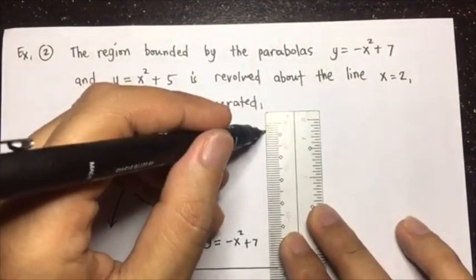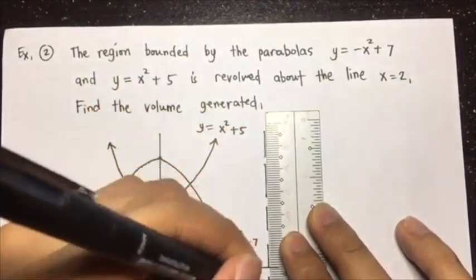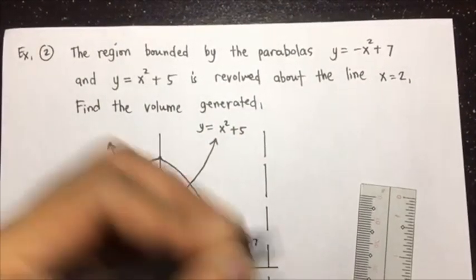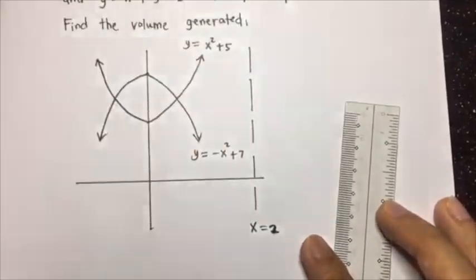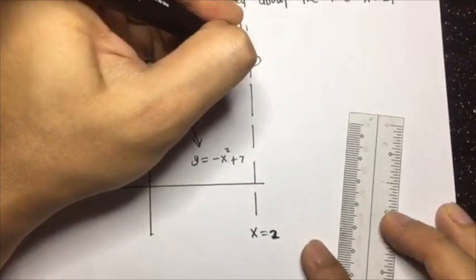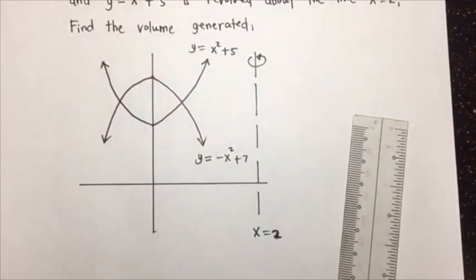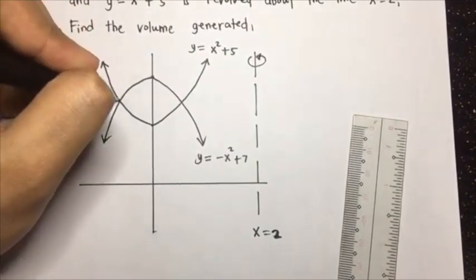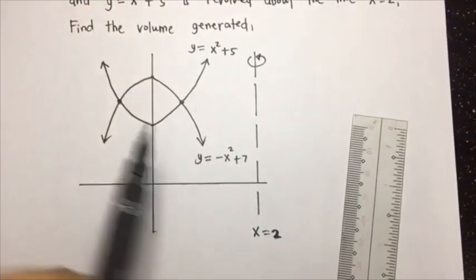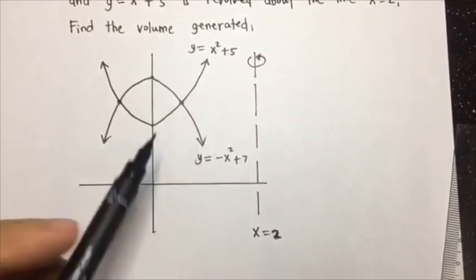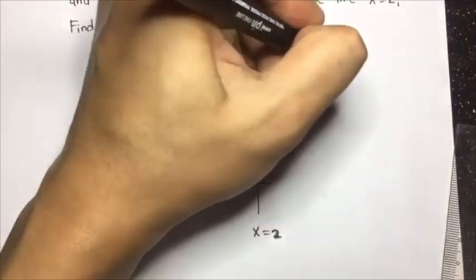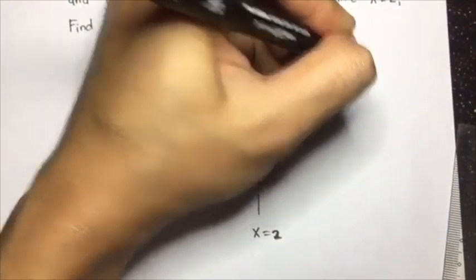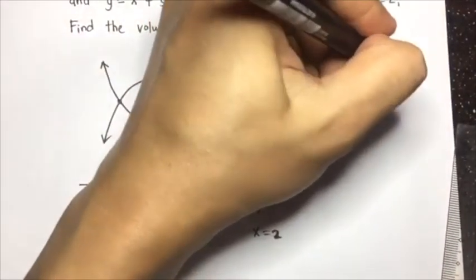So x is equal to 2 will be here, and then it will be revolved about this axis. Okay, and to solve for the limits, let's find the intersection by equating x squared plus 5 and negative x squared plus 7. So you have x squared plus 5 is equal to negative x squared plus 7.